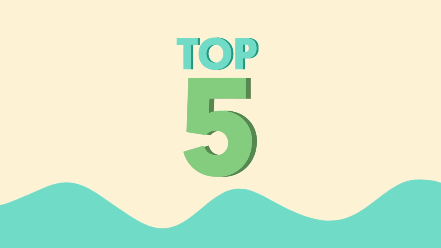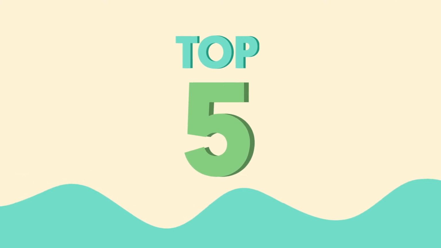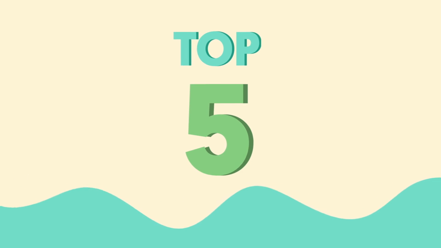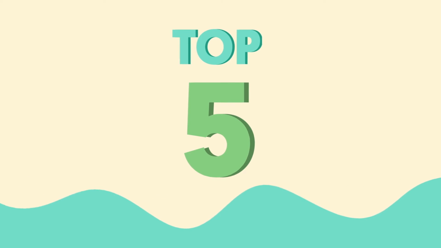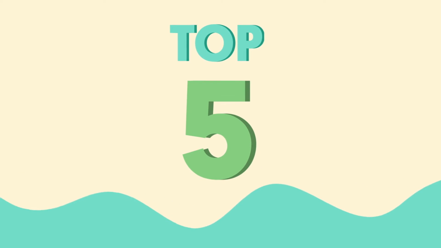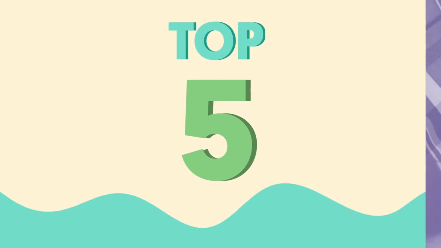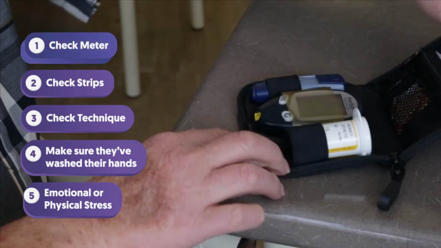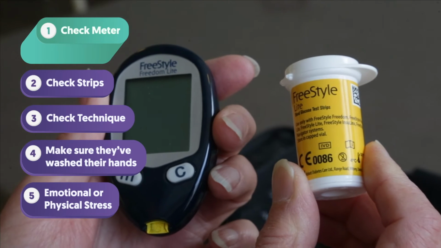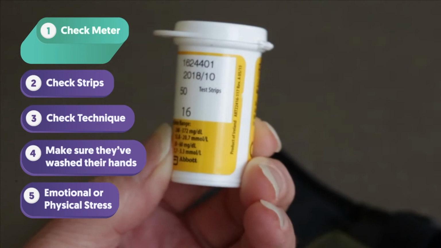Another tricky bit is getting accurate readings. Since there are many things that can lead to inaccurate readings, you can assist your residents to go through 5 simple checks to rule out that option before taking any other actions. So what are these 5? First, check the meter. Is it too hot or too cold? Is the battery low? Check the strips.